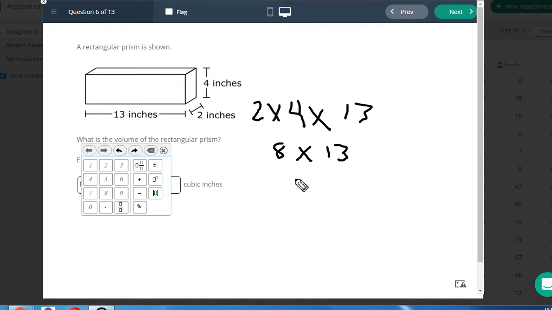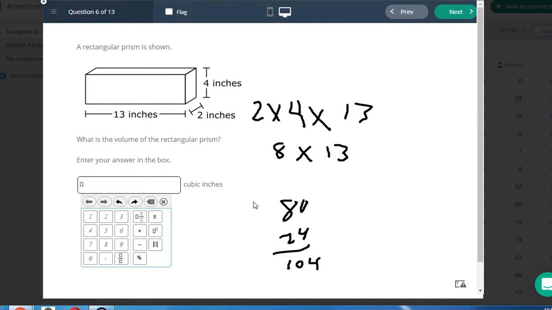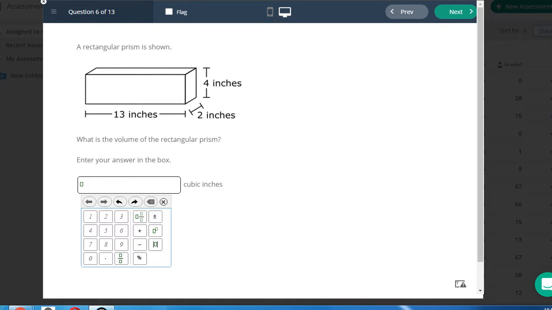So we know that 8 times 10 would be 80, right? And 8 times 3 would be 24. So 80 and 24 are going to make 104. Okay? So your answer would be 104, and I think you have to close this calculator device in order to answer, or click it. Okay, here we go. Next problemo.